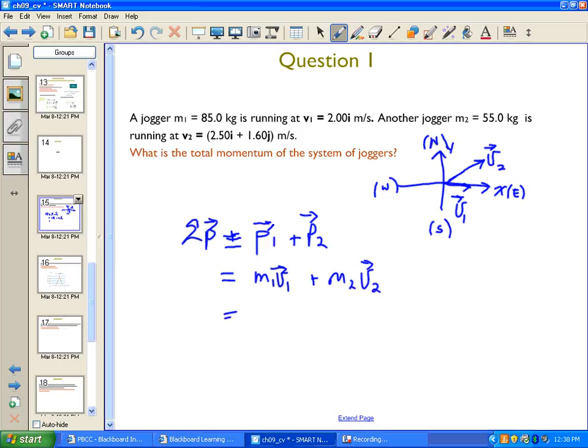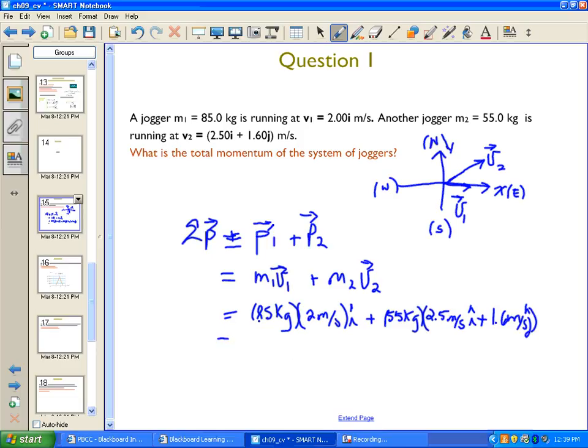All right, now M1 is 85 kilograms. V1 is 2 meters per second in the I-hat direction. M2 is 55 kilograms. And V2 is 2.5 meters per second in the I-hat direction plus 1.6 meters per second in the, let's put our J-hat direction there.